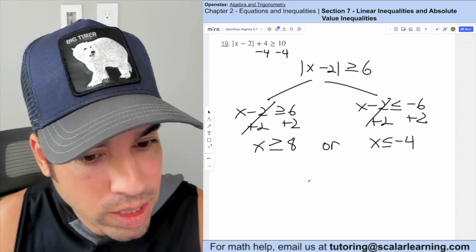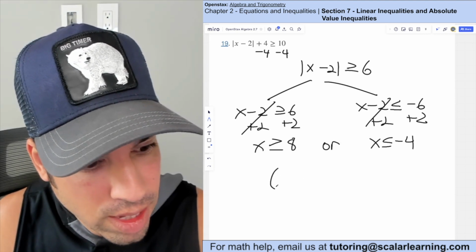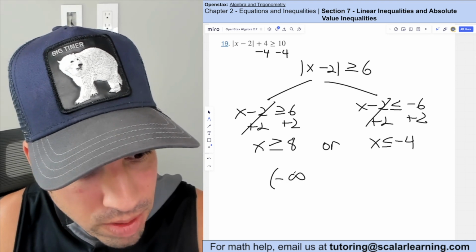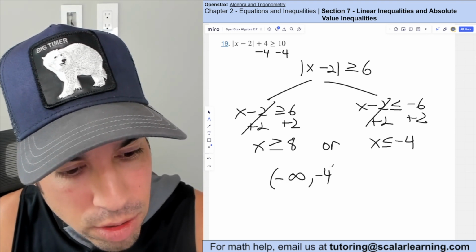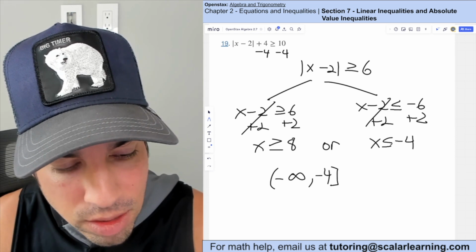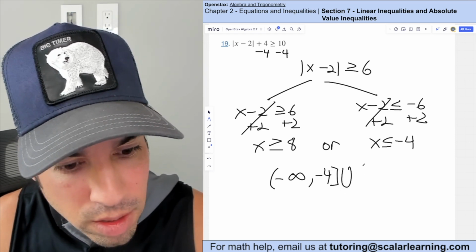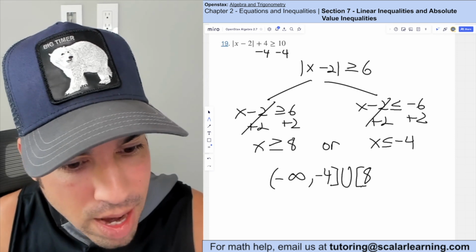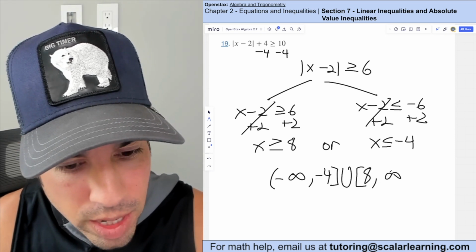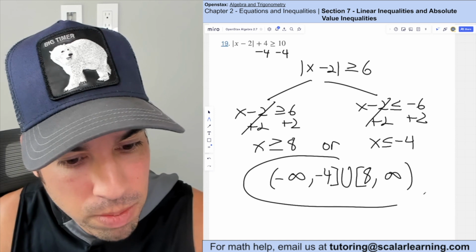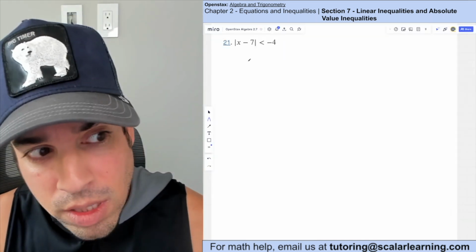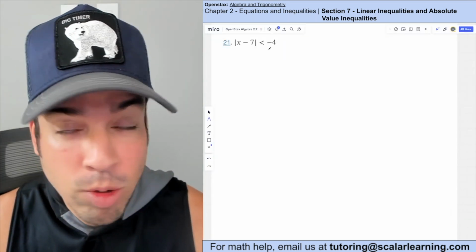So now we're going to have x is everything less than negative 4. So we're negative infinity up to and including negative 4 because of that less than or equal to. So we got a bracket. And this is unioned with starting at 8 and everything greater than 8 all the way up to infinity. Boom. Done.